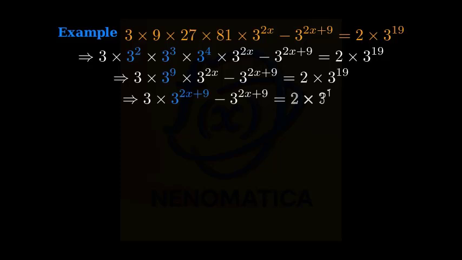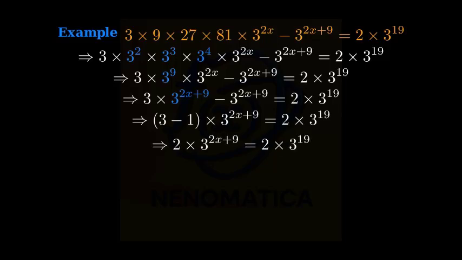Continuing with the same rule, we multiply 3 to the 9th power times 3 to the power of 2x, which gives us 3 to the power of 9 plus 2x, or 3 to the power of 2x plus 9. Now we have 3 times 3 to the power of 2x plus 9, minus 3 to the power of 2x plus 9. We can factor out 3 to the power of 2x plus 9 to get 3 minus 1 times 3 to the power of 2x plus 9.